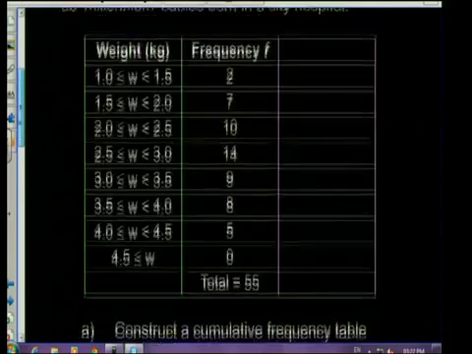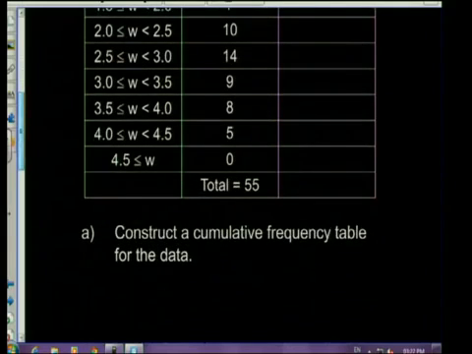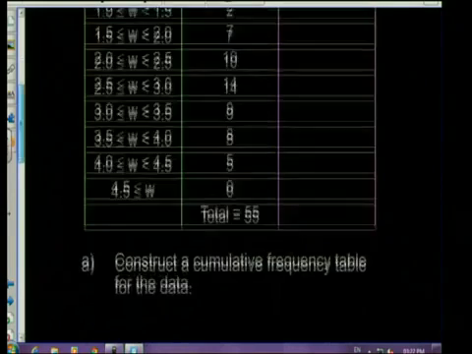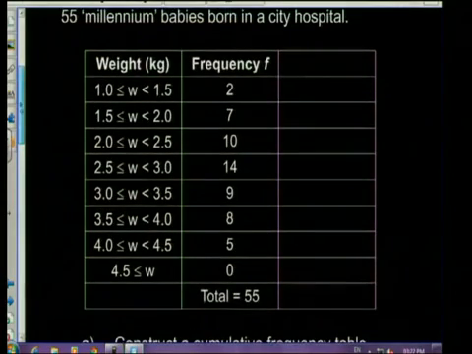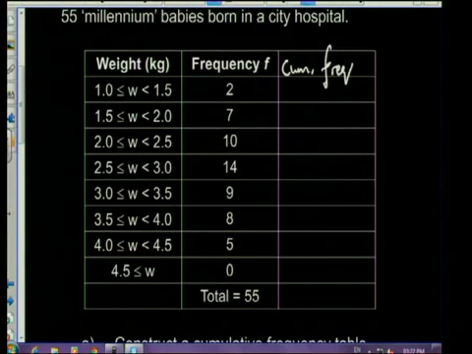So let's find our questions. The first question says to me, calculate a cumulative frequency table. So for a cumulative frequency table, I'm going to use the space over here. It's the cumulative frequency, and I'm going to generate some values. The cumulative frequency is an accumulation of all the frequencies up to that particular point. So what we're saying is, how many babies are between 1 and 1.5? Well, 2.